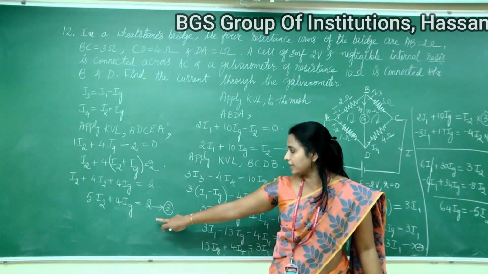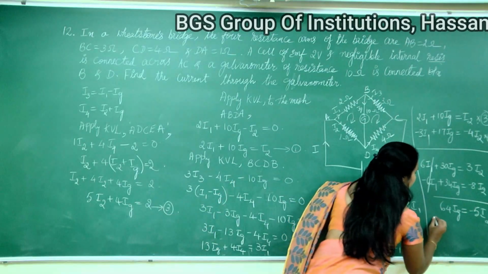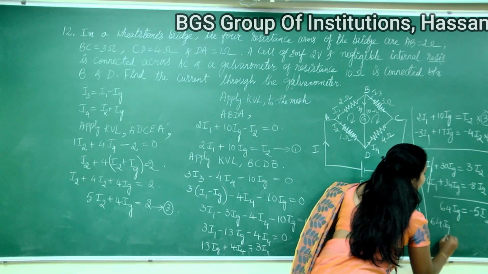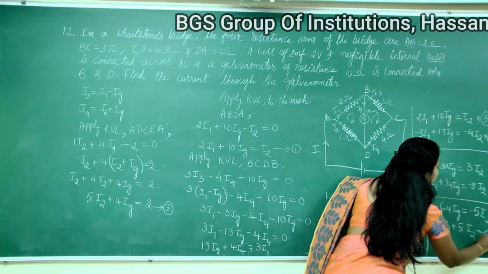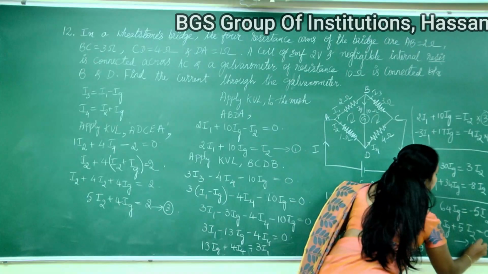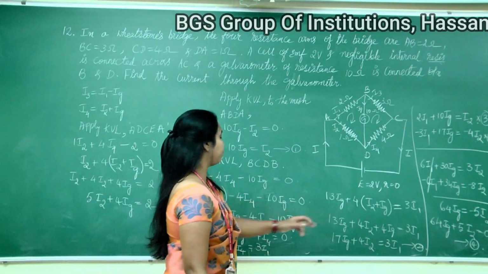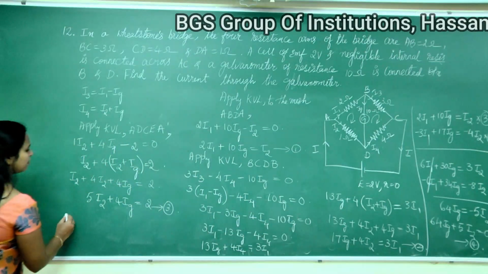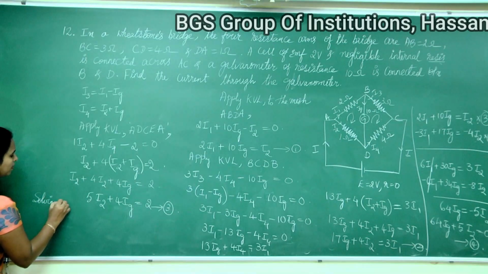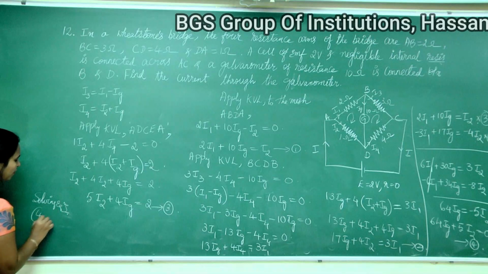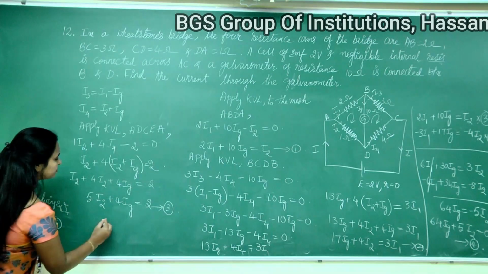So here again we have one more equation, that is third equation. You can take this as fourth equation, 64ig plus 5i2 is equal to 0. You can take this as equation 4. Now solving equation 4 and 3. Let me write the equation here itself.